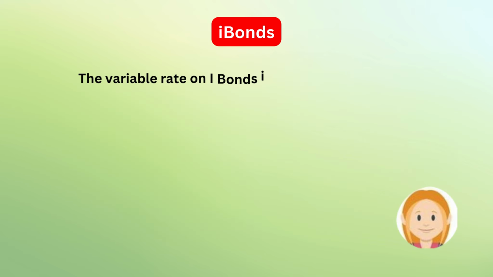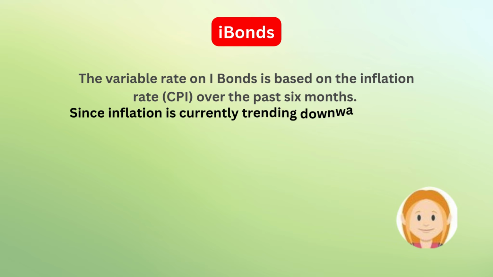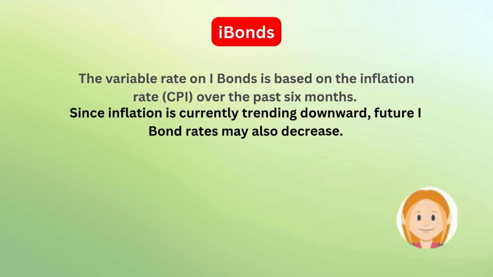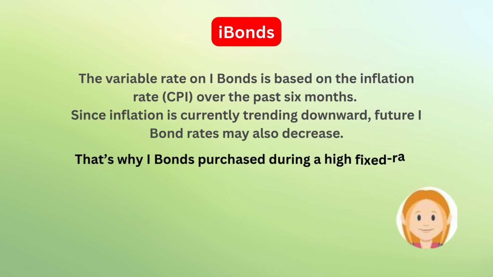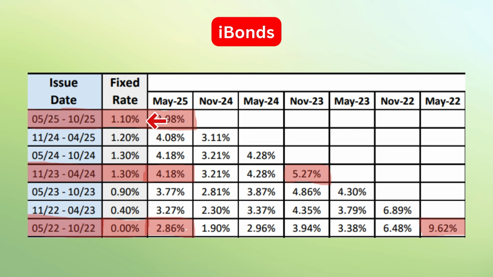The variable rate on I-bonds is based on the inflation rate, CPI, over the past 6 months. Since inflation is currently trending downward, future I-bond rates may also decrease. That's why I-bonds purchased during a high fixed rate period can be more advantageous in the long run. Right now, the fixed rate is 1.1%, and while that may not seem high, opening an account now could position you well for future opportunities, which is exactly why I'm sharing this information with you.